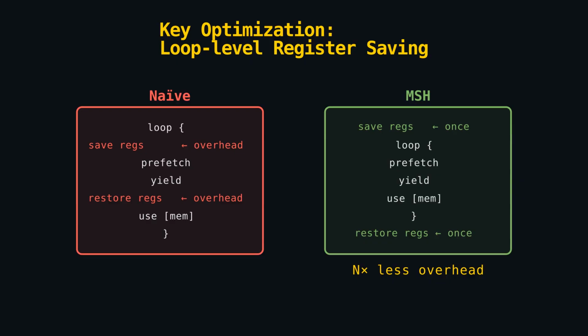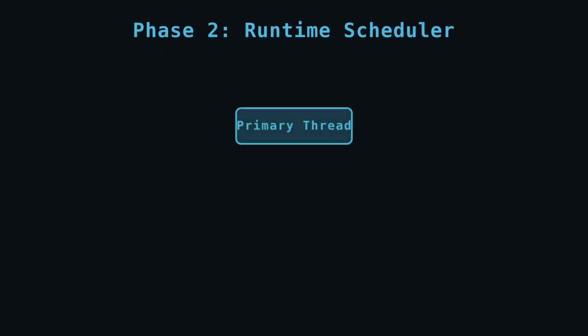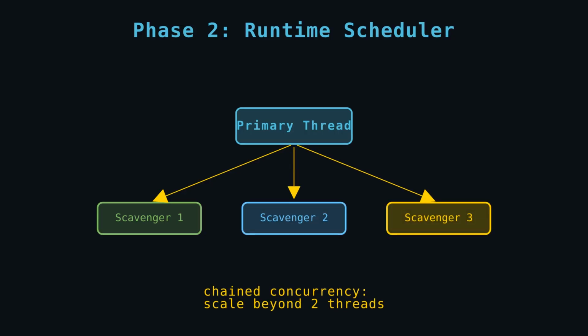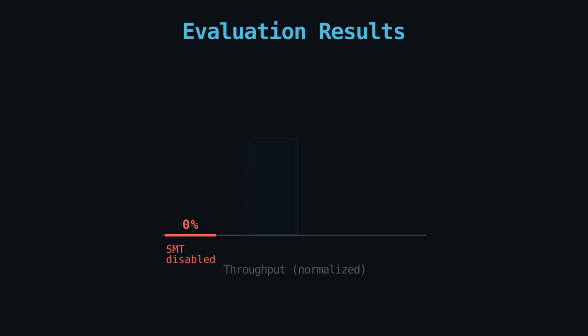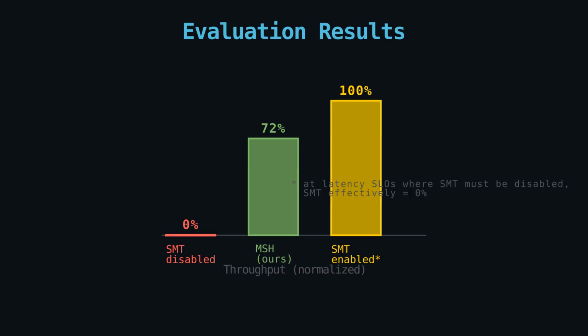At runtime, the scheduler dynamically assigns scavengers to primary threads and can chain multiple scavengers when stalls are dense, scaling concurrency beyond what any hardware can do. The results are compelling. MSH achieves 72% of hyperthreading's throughput at latency levels where hyperthreading must be completely disabled.